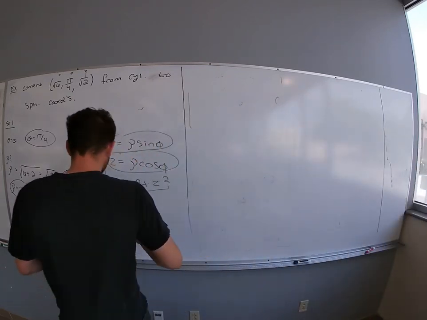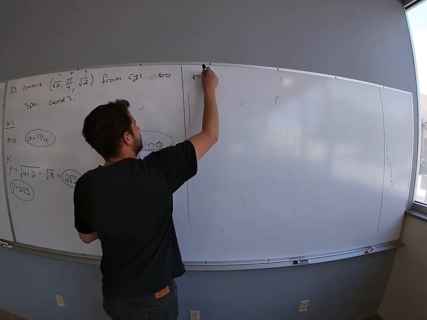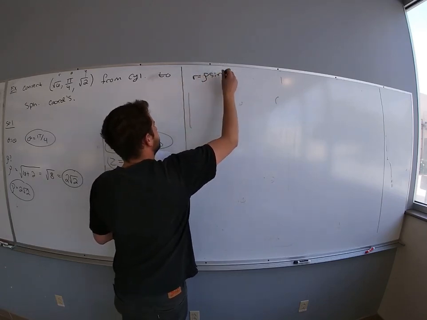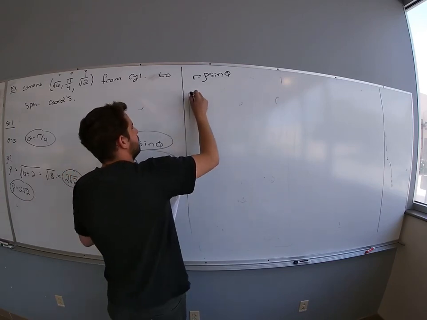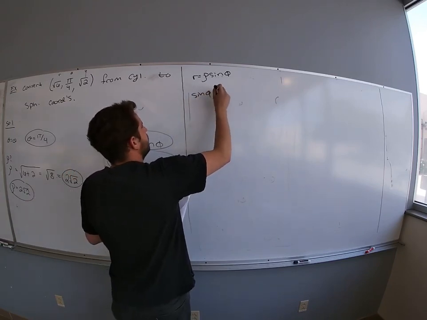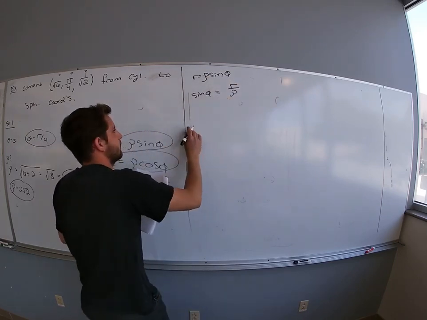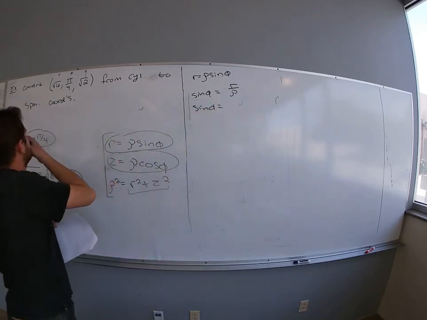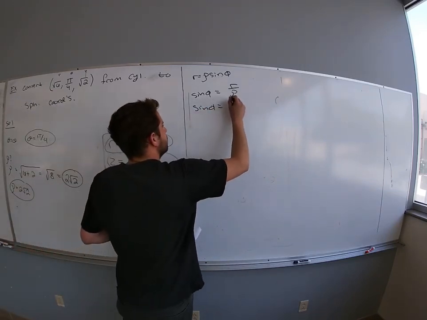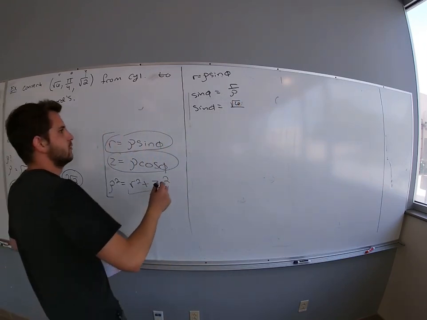Well, from here, I can see that r equals rho sine of phi. Okay? So sine of phi, what does that equal? I would just divide that over. That'd be r over rho. Or sine of phi equals, what is r? Square root of 6. What is rho? I just found it. It's 2 root 2.